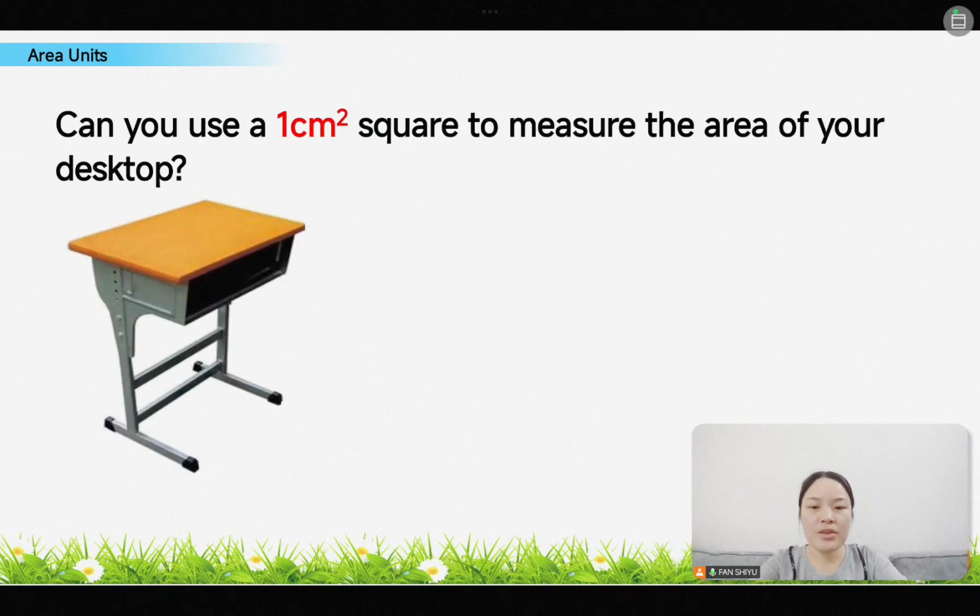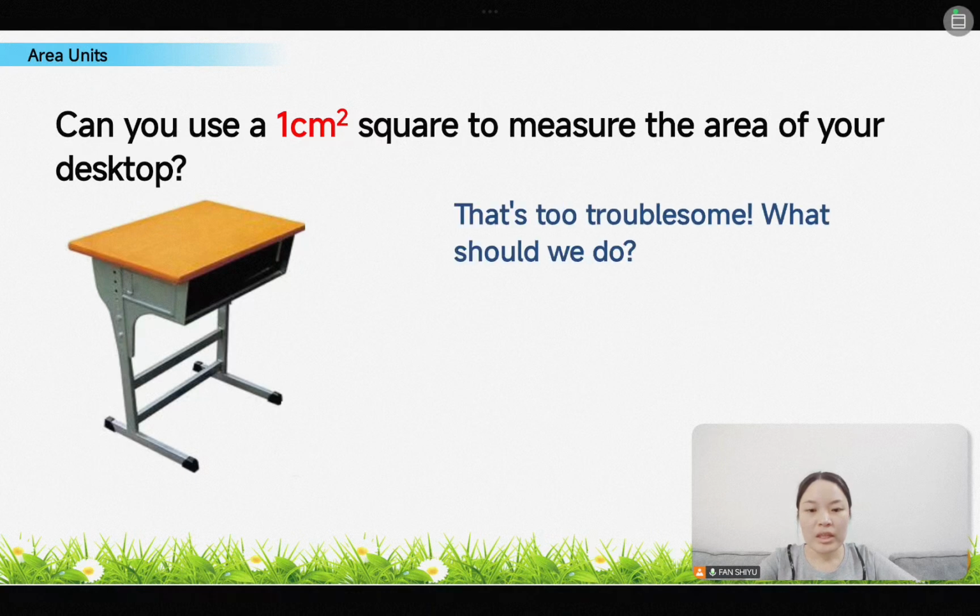So, can you measure the area of the desk with 1 square centimeter squares? Many of you encountered problems during the handmade measurement. You need many 1 square centimeter squares, and you must be very careful during measurement to avoid incorrect results. So we need to use a larger area unit to measure larger areas.